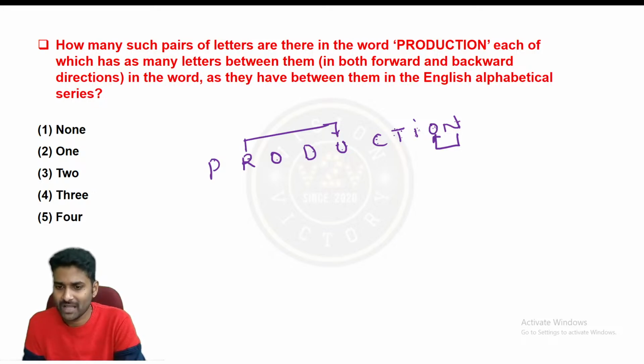Just check with I. I, J, K, L, M, N, O, P. No letter is matched. Go for T. T, U, V, W, X, Y, Z. C, D, E, F, G, H. U, V, W, X, Y. D, E, F, G. Guys, you can't see any more pairs in the given word. That's why, if you go through this information, you will get two pairs.